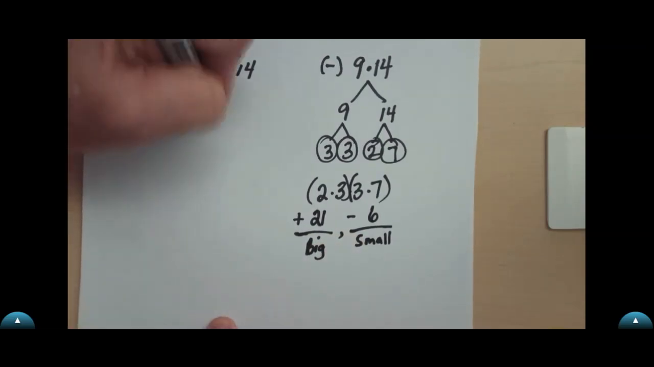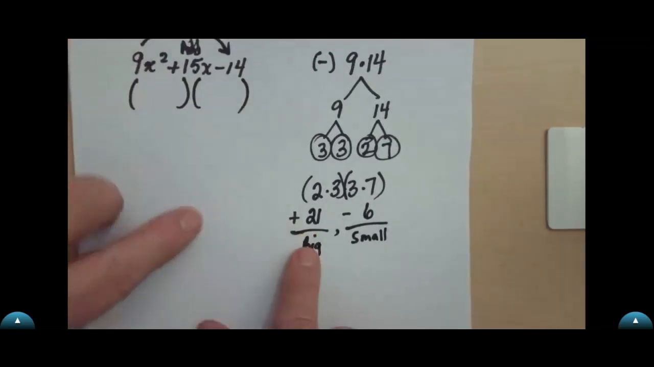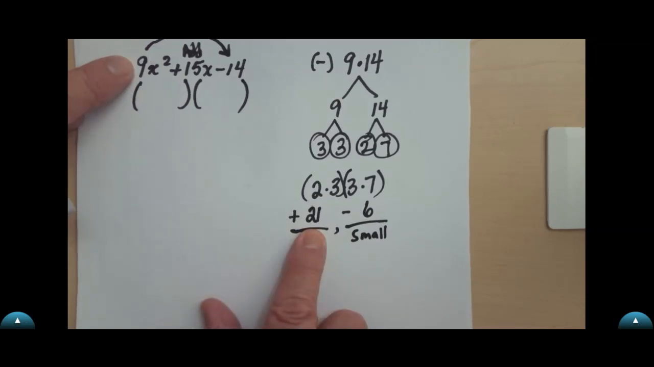So 9 and 21, I'm not going to draw the lines and arrows, okay? Y'all can on your paper, but I'm not going to. 9 and 21, you have to figure out their greatest common factor. Greatest common factor of 9 and 21. 3, right? 9 is 3 times 3, 21 is 3 times 7. There's nothing bigger than 3 that will divide into both of these.